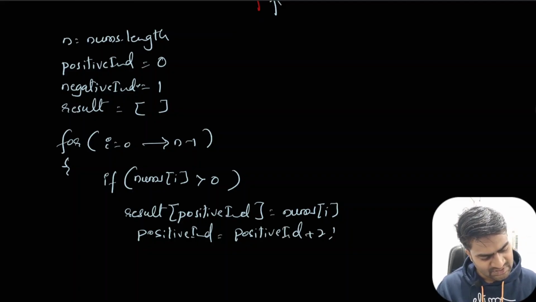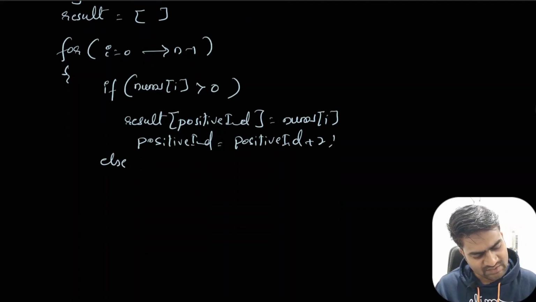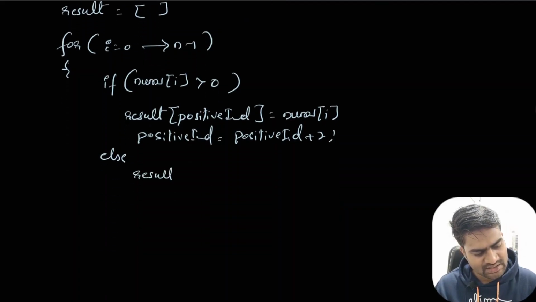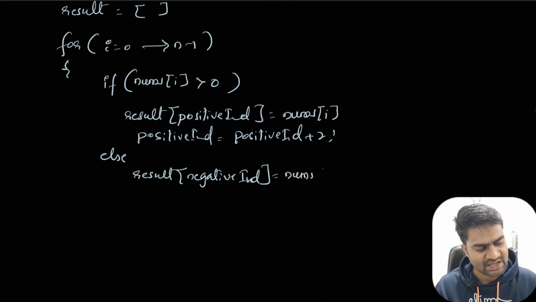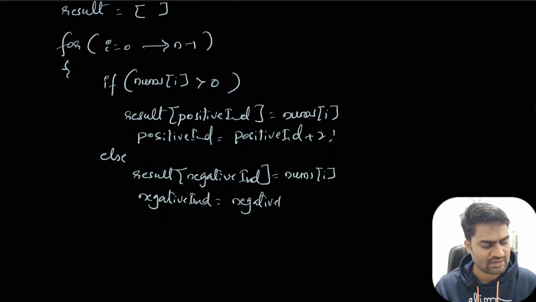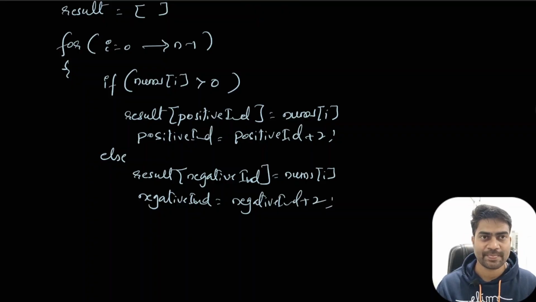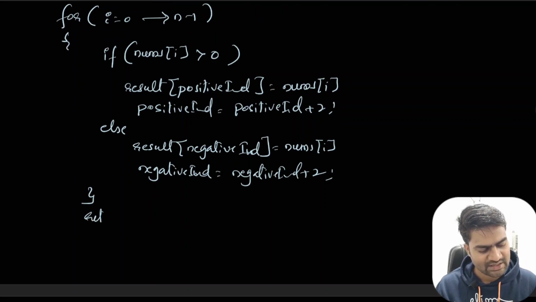Okay. If this is not the case, in the else part, what I will do, I will say my result of negative index equal to nums of i, and I will say negative index equal to negative index plus 2. Okay, so this way I process, and finally I will return my result array.